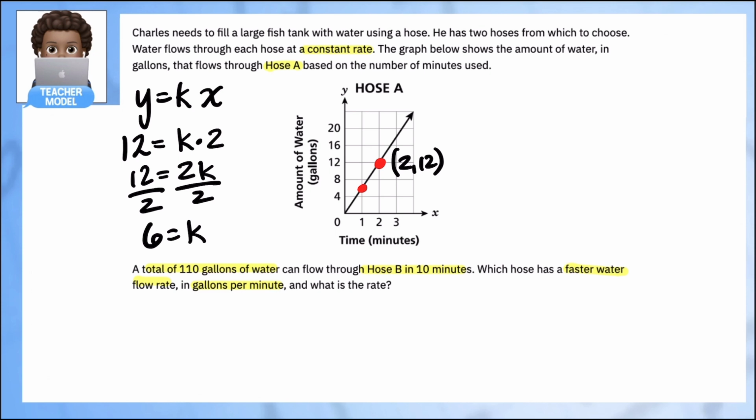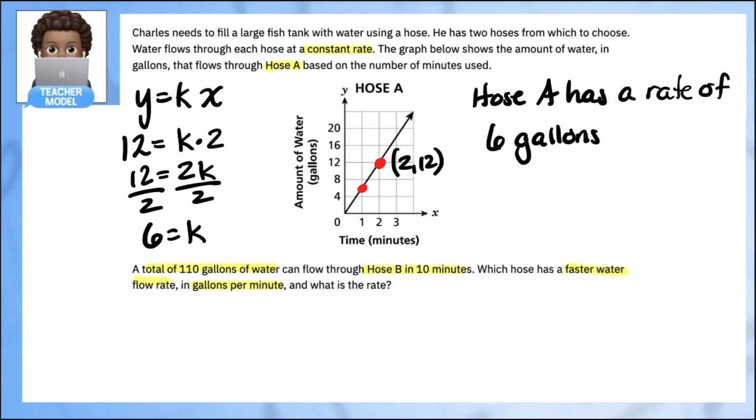So 6 what? What does the 6 represent? For hose A, it has a rate of 6 gallons per minute. That's our unit rate for this first one.